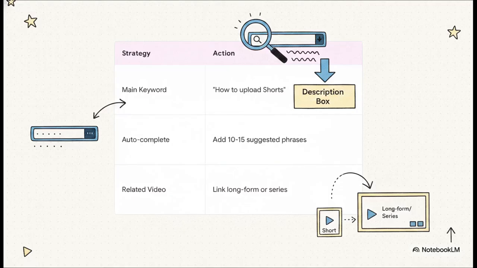So if the title is for humans, where does the actual SEO go? It goes straight into the description box. Here's how you do it. Start with your main keyword, something super clear, like how to upload YouTube Shorts. Then go literally type that into the YouTube search bar and look at the autocomplete dropdown. Take about 10 to 15 of those suggested phrases, because those are the exact words real people are typing, and just paste them into your description. Finally, do not forget to use the related video feature.